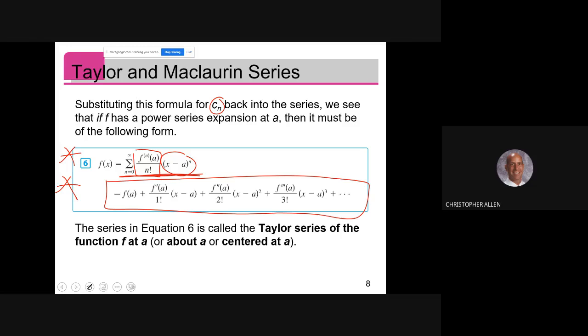We're going to deal with functions today where you can't do that. So can we make a power series out of that? The answer is yes, kind of. It's called a Taylor series.